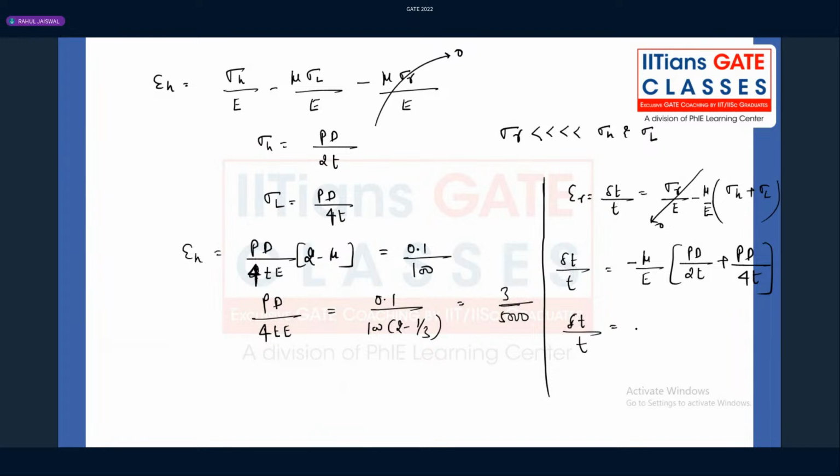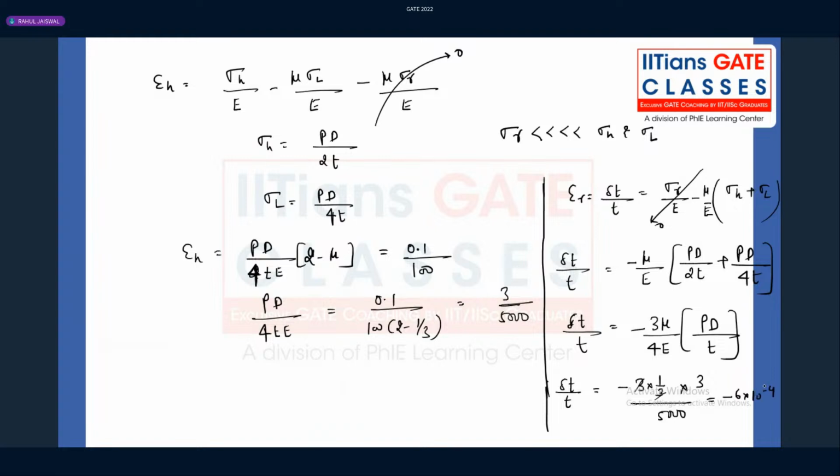Further, what you can get, guys? Minus 3 mu divided by 4E, PD divided by T. So from here, what you can get, guys? Change in thickness by original thickness is minus 1 upon 3 into PD divided by 4T. Already we know these values, which is nothing but 3 divided by 5000. If you try to calculate, you are going to get minus 6 into 10 power minus 4.